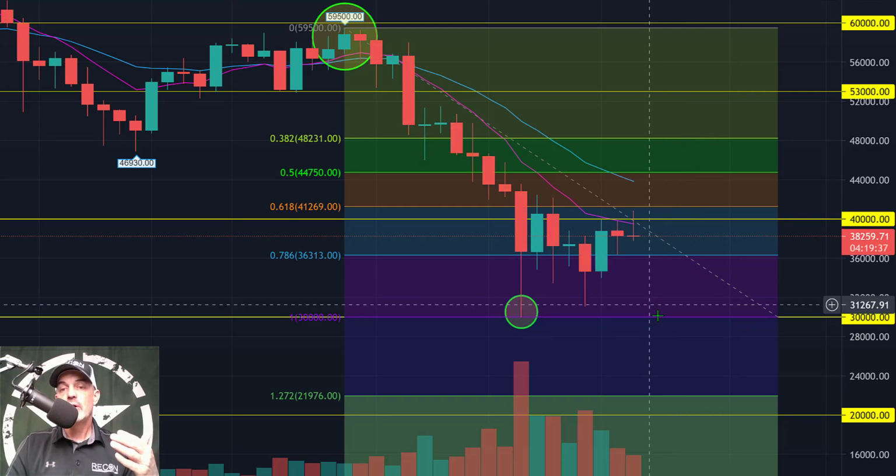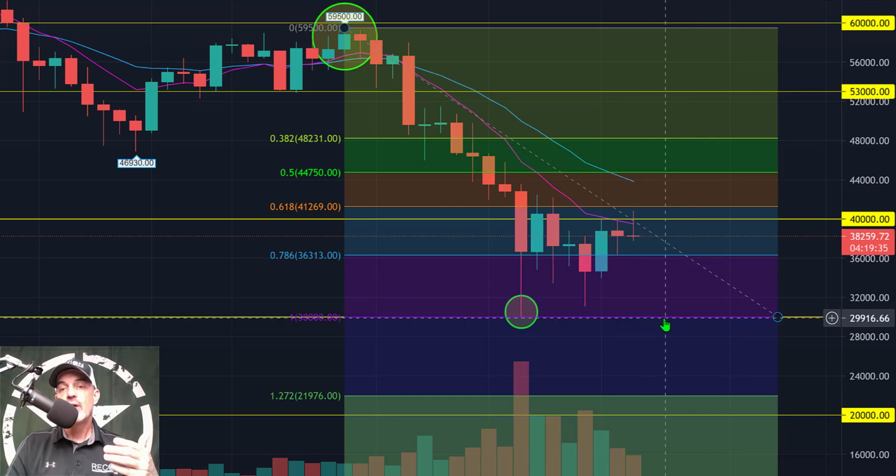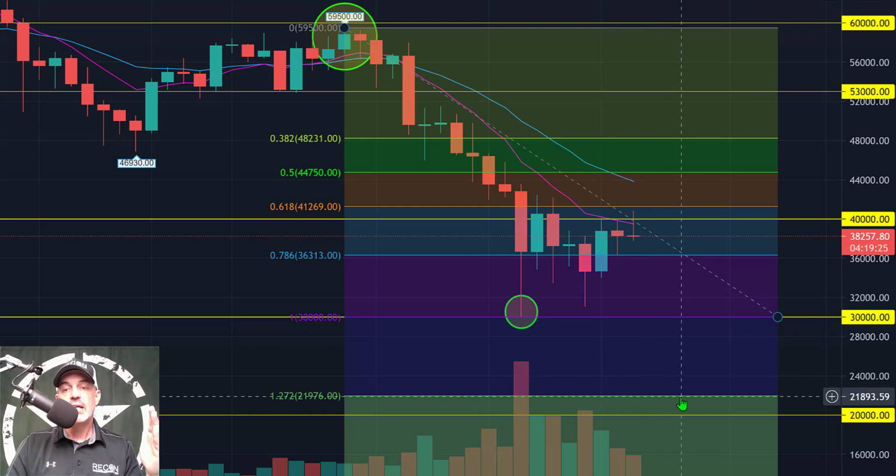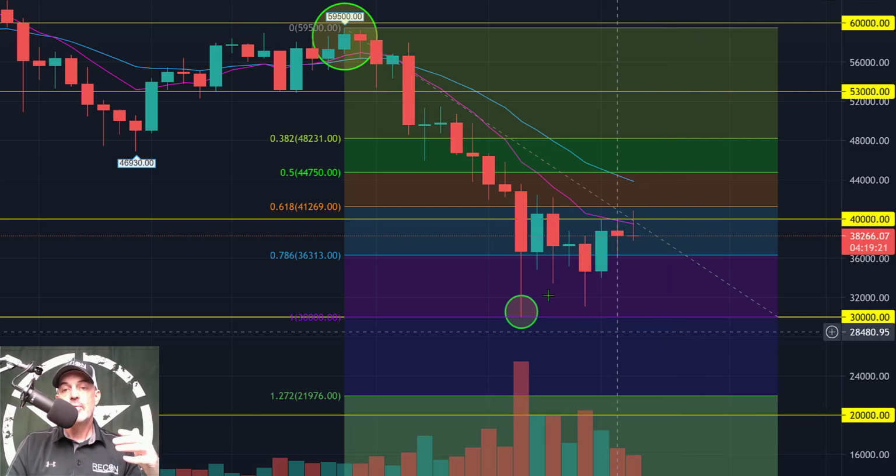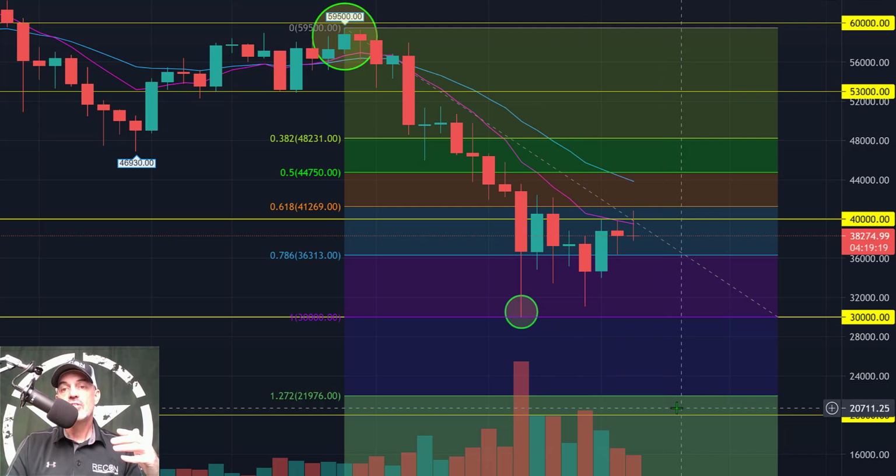And then worst case scenario, if we break that 30,000 level, as I mentioned in the previous video, the next level we would be looking at is 22,000 to 20,000. Anywhere in this range, if we break 30,000, that's our next target.